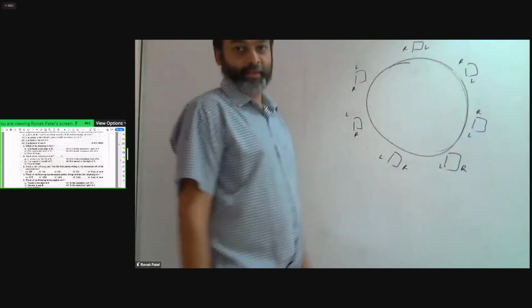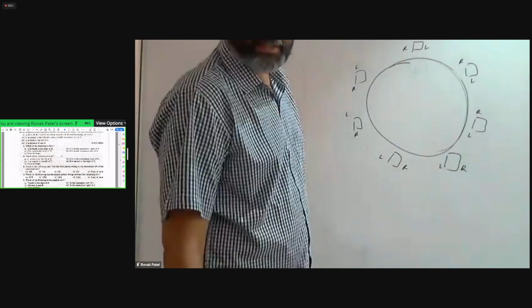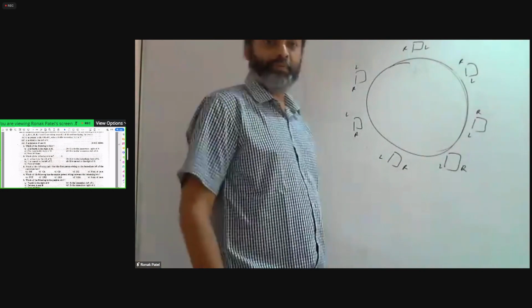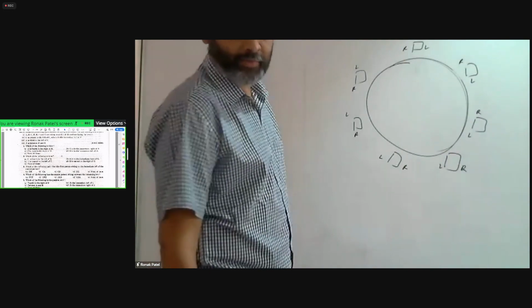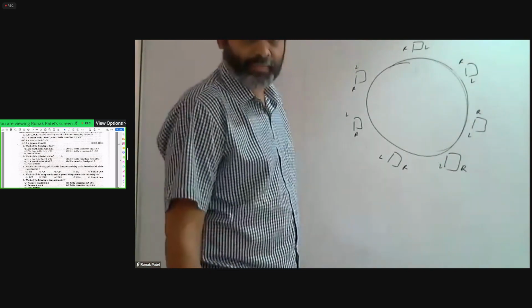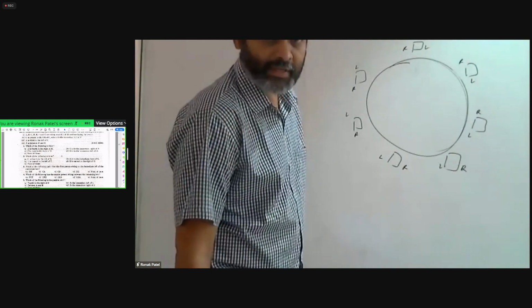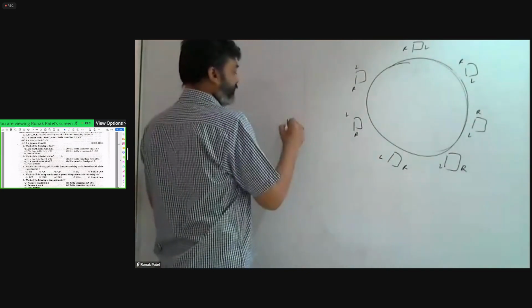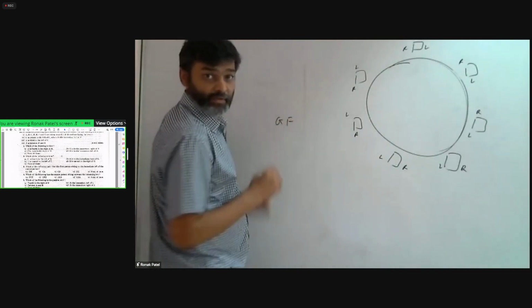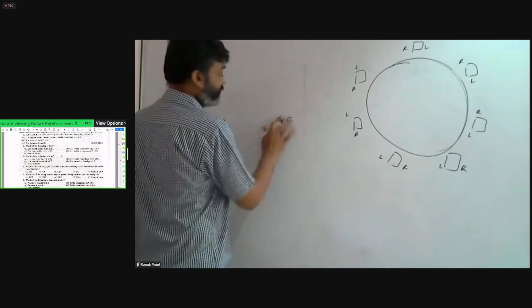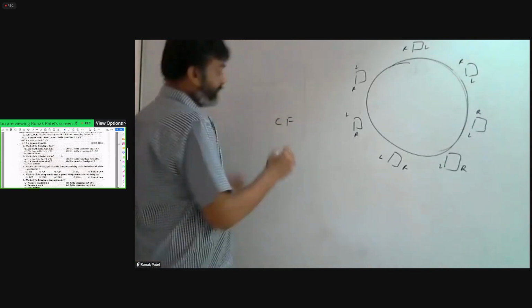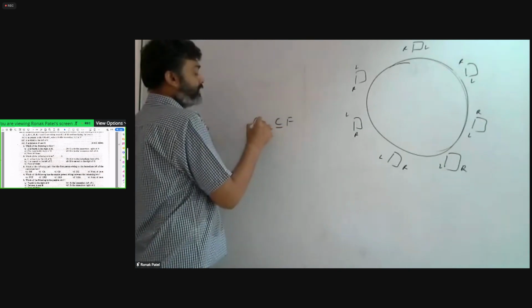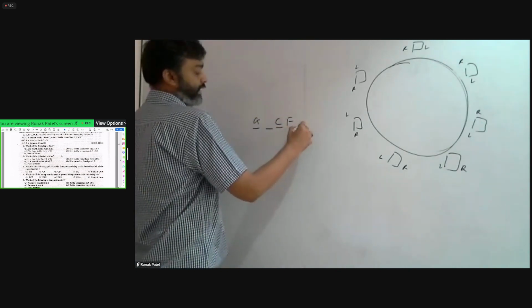G is second to the left of C, who is in the immediate left of F. So there is F, and left of F is C. And G is second to the left of C, so first and second, G is like this. Let me call this right, and this left.